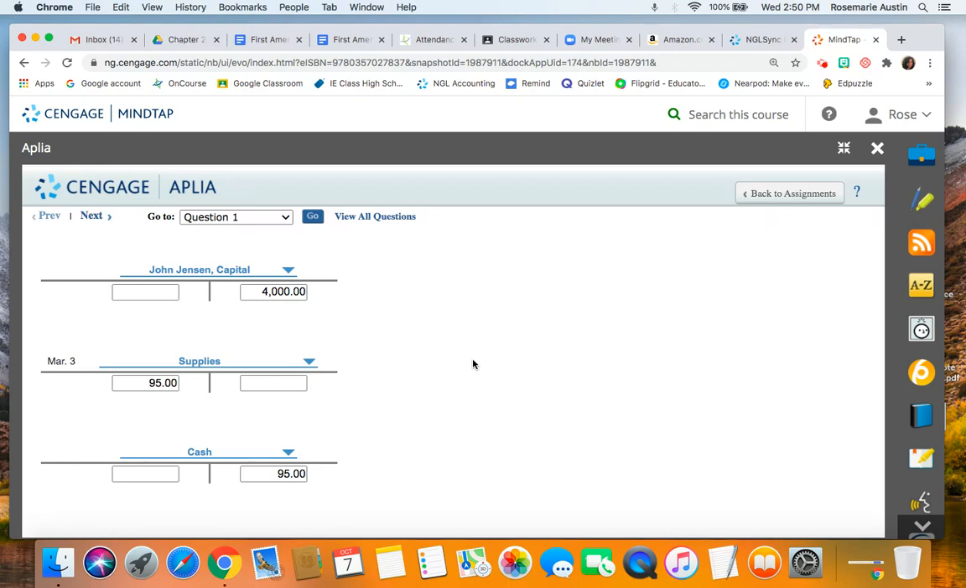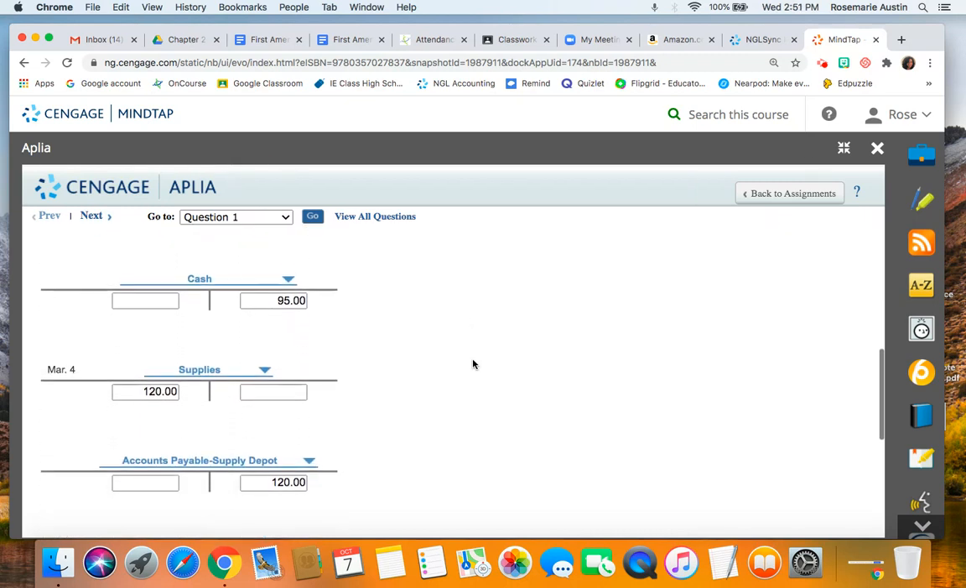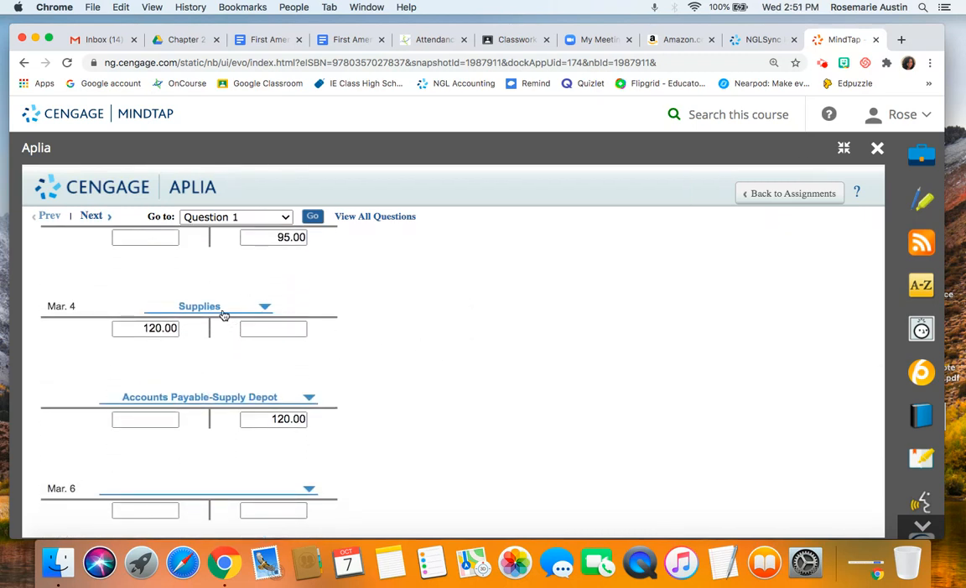I know I'm getting off track, so I need to stop. But so for March 4th, supplies is an asset, increases on the left side, which are debits, 120. Accounts payable, liability, on the right side of the equation, they increase with credits, 120 credit, okay?